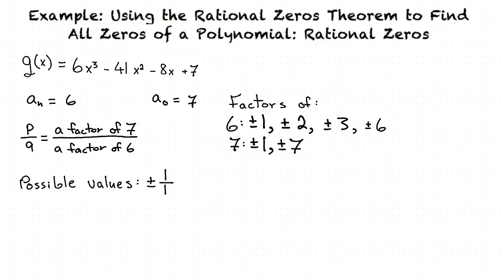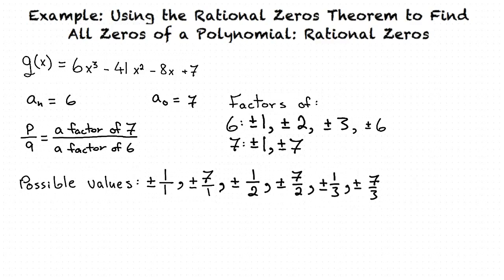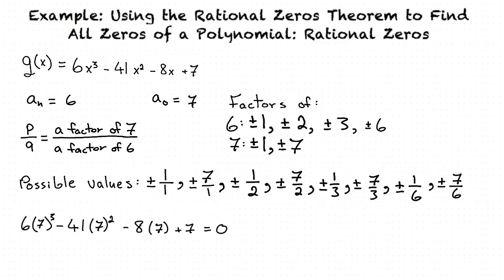Plus minus 1 over 1, plus minus 7 over 1, plus minus 1 half, plus minus 7 halves, plus minus 1 third, plus minus 7 thirds, plus minus 1 sixth, and plus minus 7 sixths. Next we can check these numbers until we find a zero of g of x. We find 7 as a zero because when we substitute it into the equation, the result will be 0.